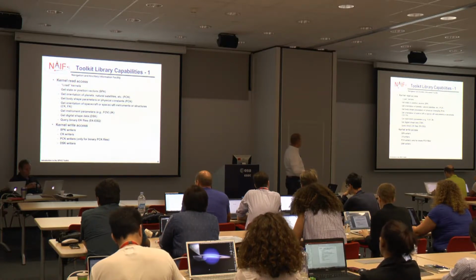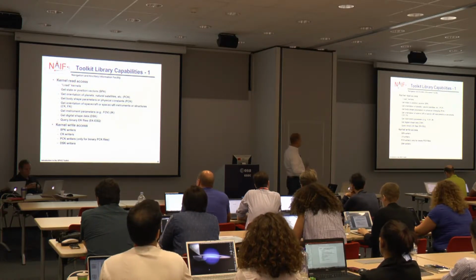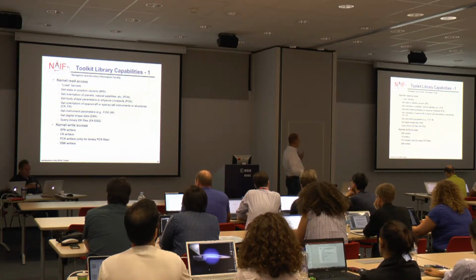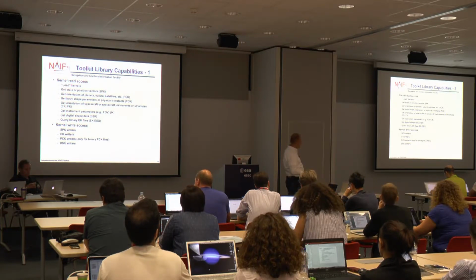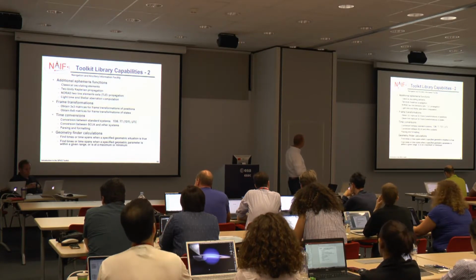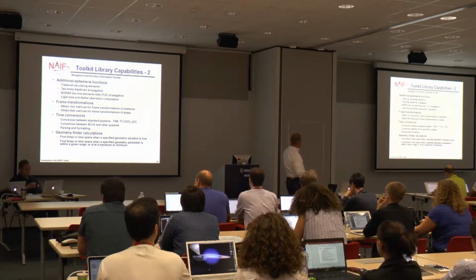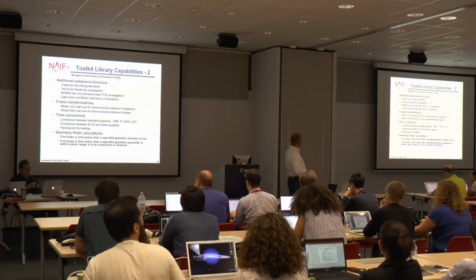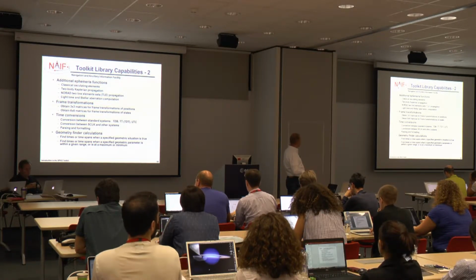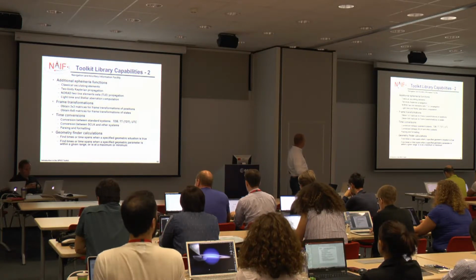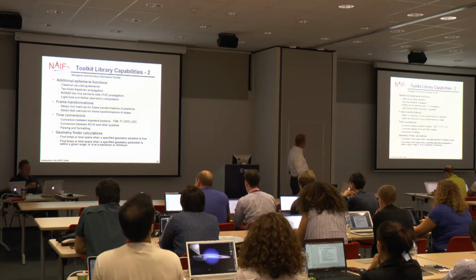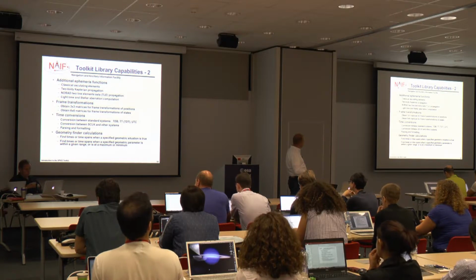All these, of course, will need to read some kernels, but we also provide routines for creating kernels. We provide type-specific routines to write SPK files, CK files, PCK files, and so on. We have a few additional ephemeris functions: a function for computing classical osculating elements, for propagating states using two-body Keplerian propagation, for evaluating NORAD two-line elements, and for computing light time and aberration corrections.